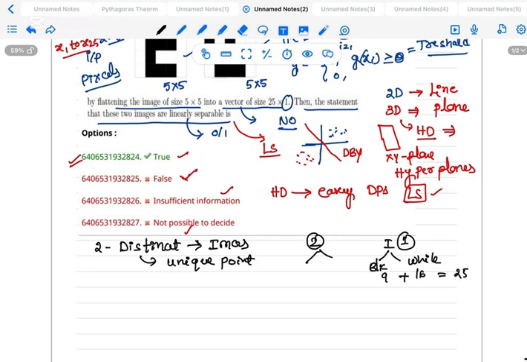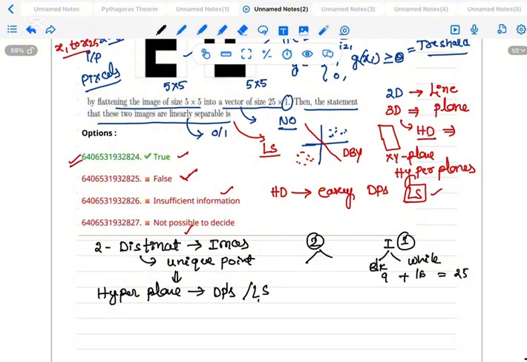So you can pass a hyperplane. These are not in 2-dimensional space, these are in higher dimensions. So a hyperplane is used to separate these data points. It is possible to separate the two classes of data points. That is, these are linearly separable points.